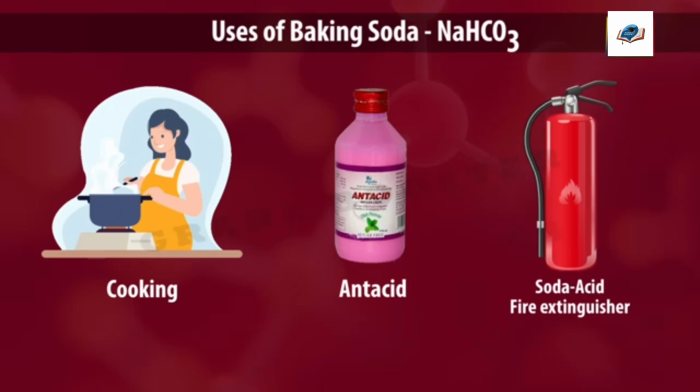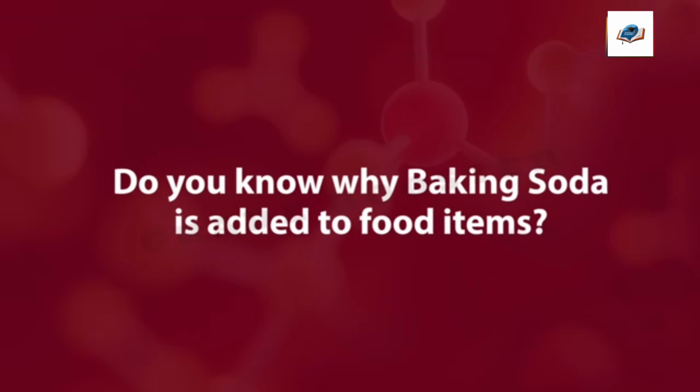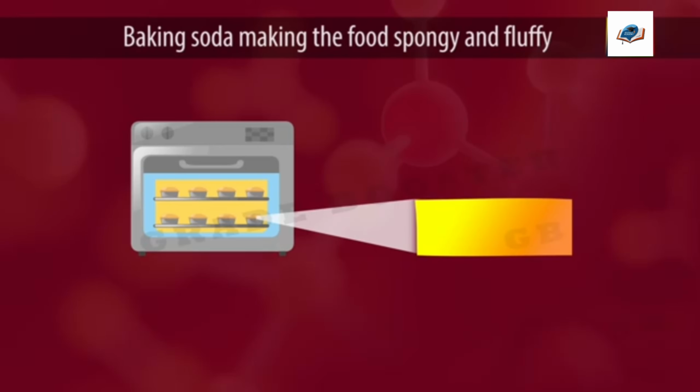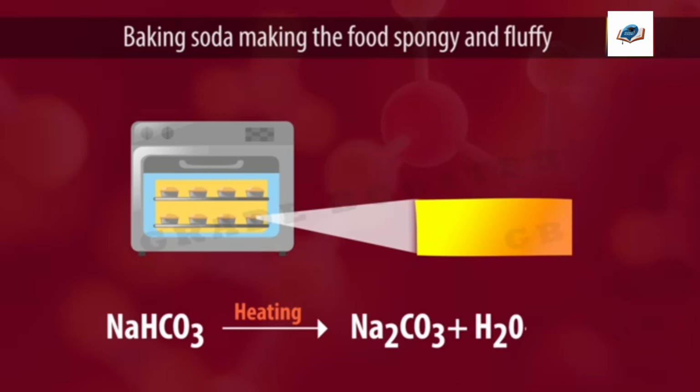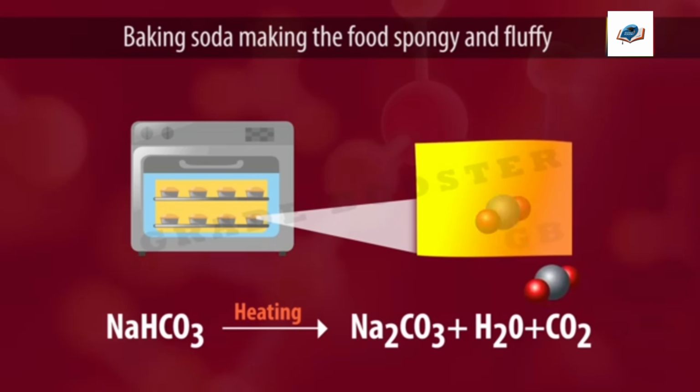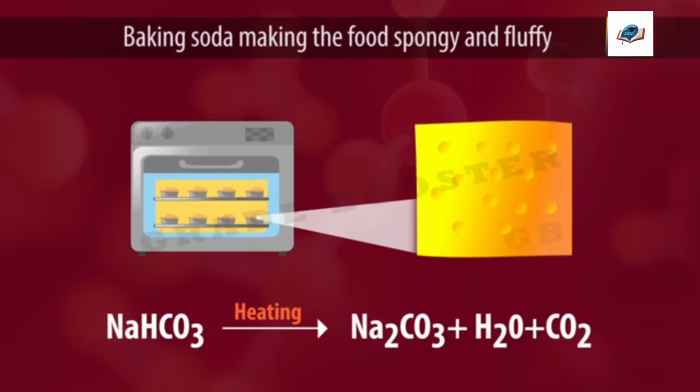So do you know why baking soda is added to food items? When baking soda added foods are cooked, the sodium hydrogen carbonate becomes sodium carbonate plus water plus carbon dioxide. So when sodium hydrogen carbonate is heated, carbon dioxide gas is produced. This carbon dioxide gas makes the food items spongy and fluffy.